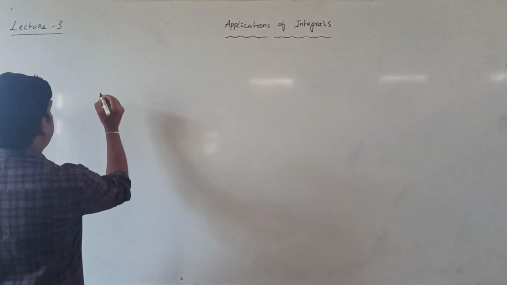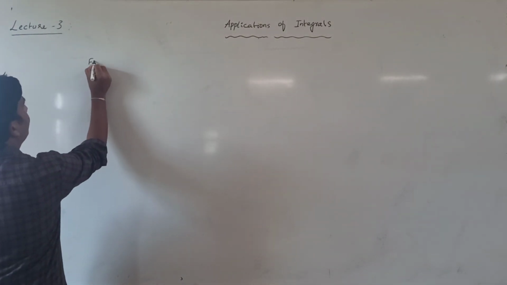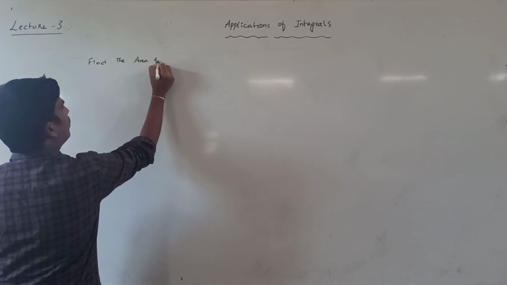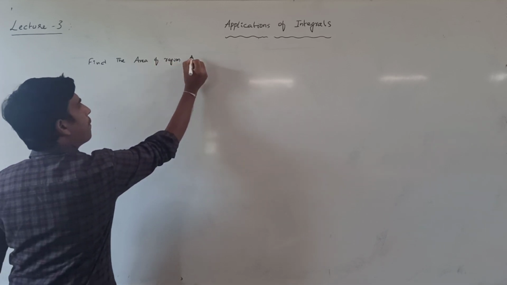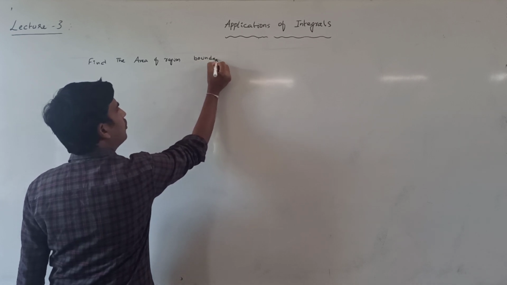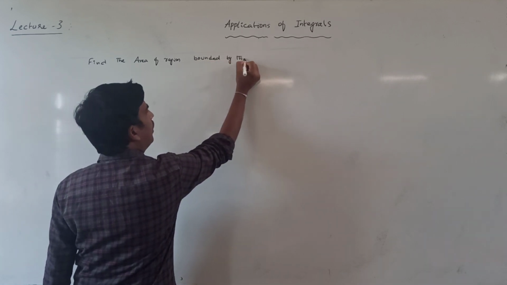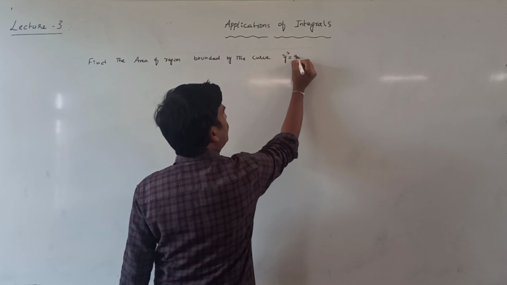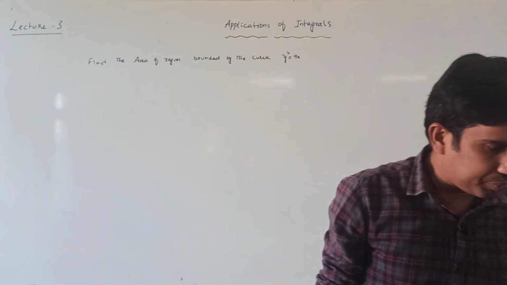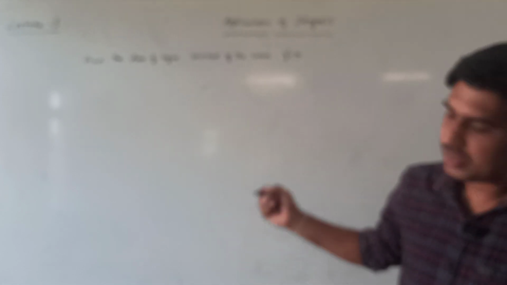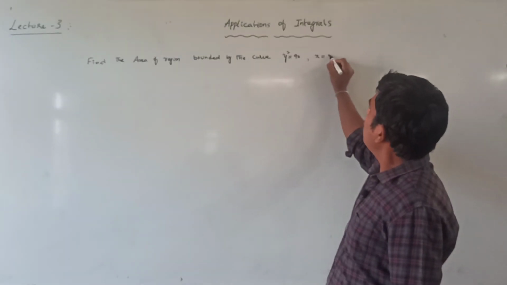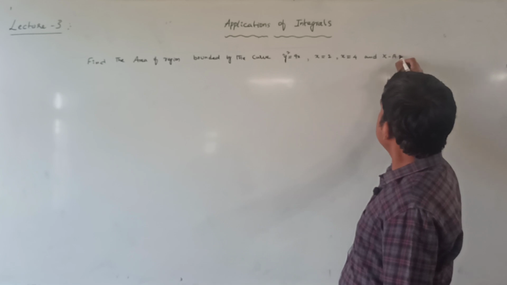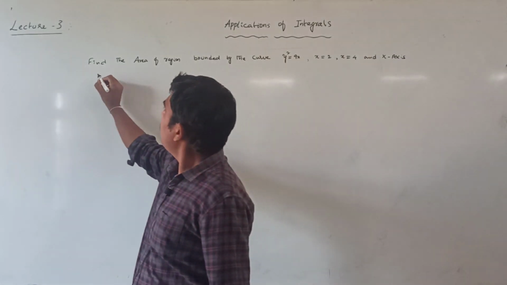So question, find the area of the region bounded by the curve y square is equal to 9x, x is equal to 2, x is equal to 4 and the x axis in the first quadrant.